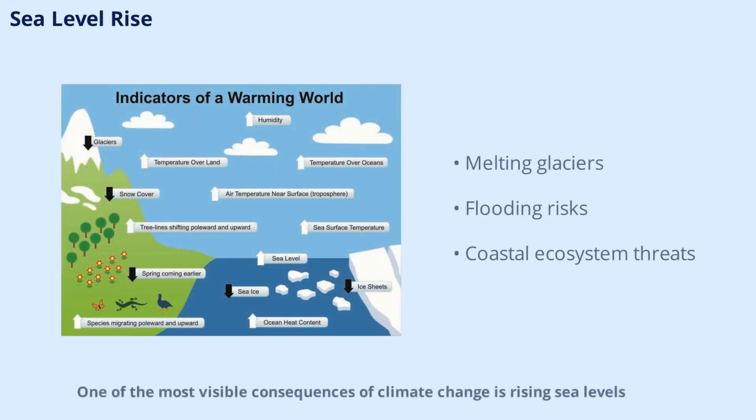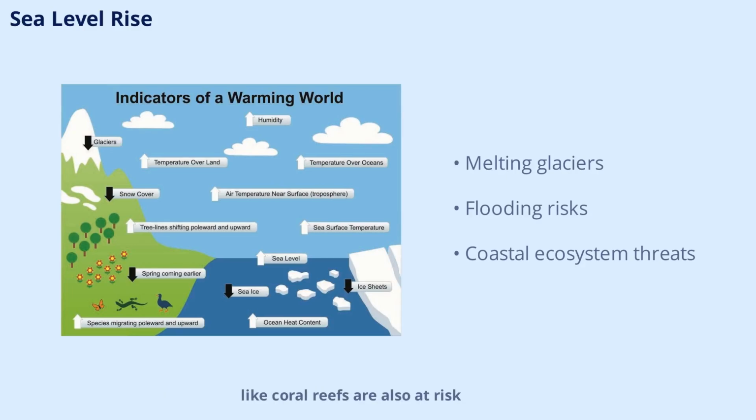One of the most visible consequences of climate change is rising sea levels. As glaciers and ice sheets melt, and as oceans warm and expand, sea levels are climbing. This poses a growing threat to millions of people living near coastlines. Higher sea levels increase the risk of flooding, storm surges, and saltwater contamination of freshwater supplies. Coastal ecosystems, like coral reefs, are also at risk.